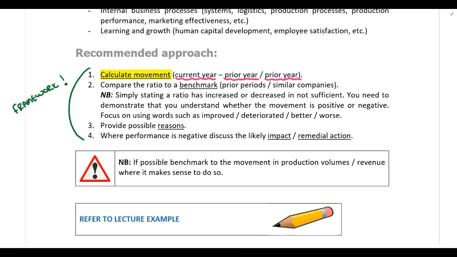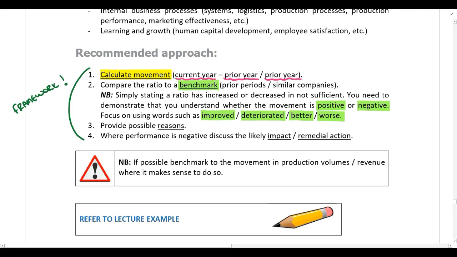Then once you have the movement, you compare it to a benchmark. So compare it to prior periods or compare it to similar companies. And at this stage, you guys should already be comfortable with the fact that you must always use the correct terminology when benchmarking. So you don't say increased or decreased. You need to indicate whether the movement is positive or negative. So you should be using words such as improved, deteriorated, better, worse, positive, negative, etc.